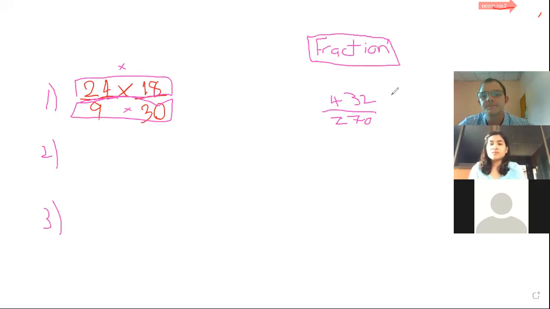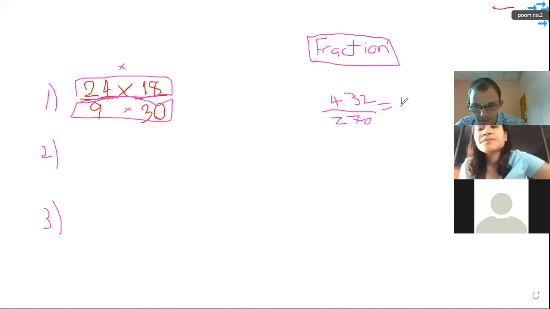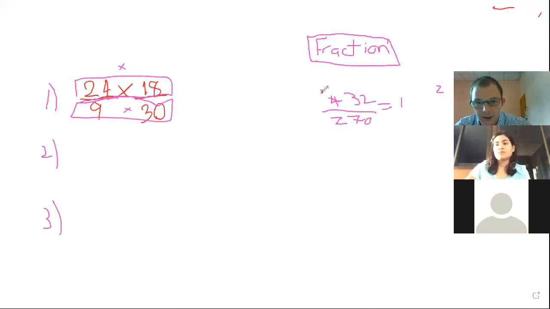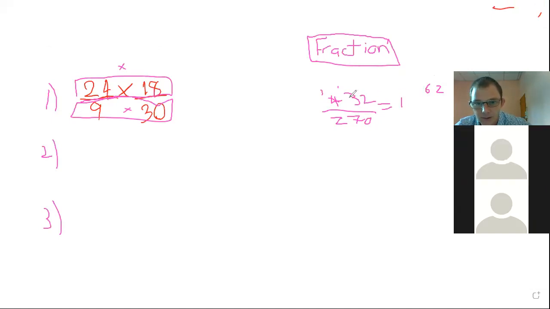So here we know that 270 times 2 is 540. So this can only go in once. So equals 1. And we minus, we get a 2. We get 3, 1. That's a 6 and 1. 162 over 270. And now most people will stop here and say, wow, I finished. But we're not finished. We have to simplify.